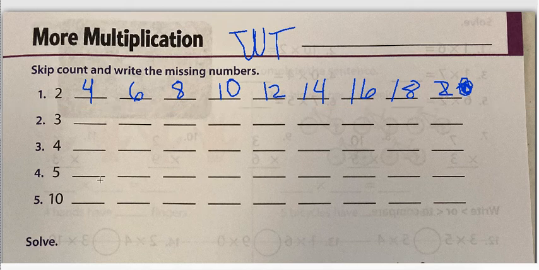Now the next one here, number 2, we have 3. That means we're going to skip count by 3's. So 3, 6, and then what's next? 9. Oops, how come my pen is having a problem? 3, 6, 9. Do you remember the song? 3, 6, 9. And then we have 12.